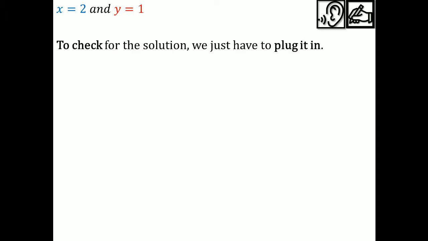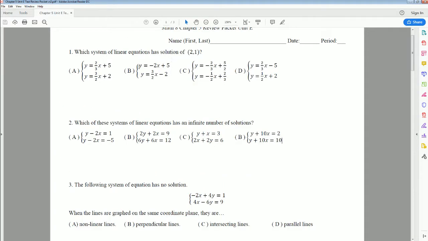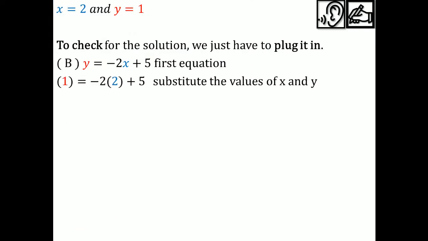This was still our x and our y value. Now we are going to again check for the solutions. We have to plug it in. This was the first equation of the second option. Let me show you. That was my first equation of B. Substitute the values for x and y. The y was the red, which is y equals 1. The x was the blue, x equals 2. The substitution occurred, then I simplify.